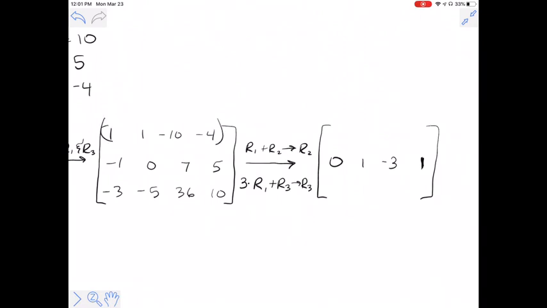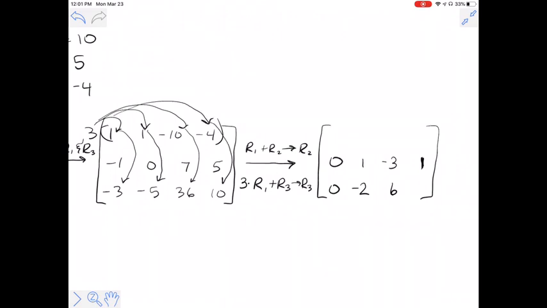So what that's going to look like is I'm going to multiply by 3 right here. So 3 times 1 is 3, and then add that to -3, and I'm going to get 0. And then 3 times 1 here is 3. 3 plus -5 is -2. 3 times -10 is -30. -30 plus 36 is 6. And then 3 times -4 is -12. -12 plus 10 is -2. And then row 1 didn't change, so it stays the same there.